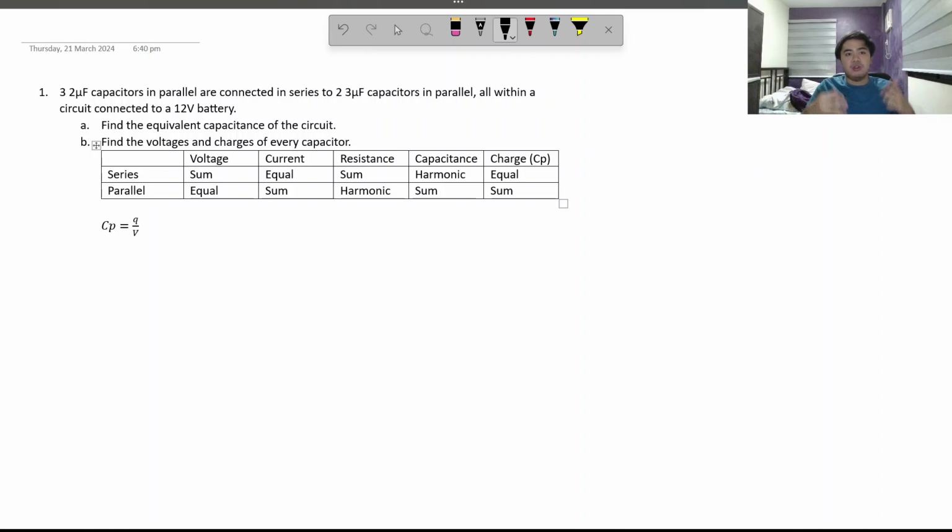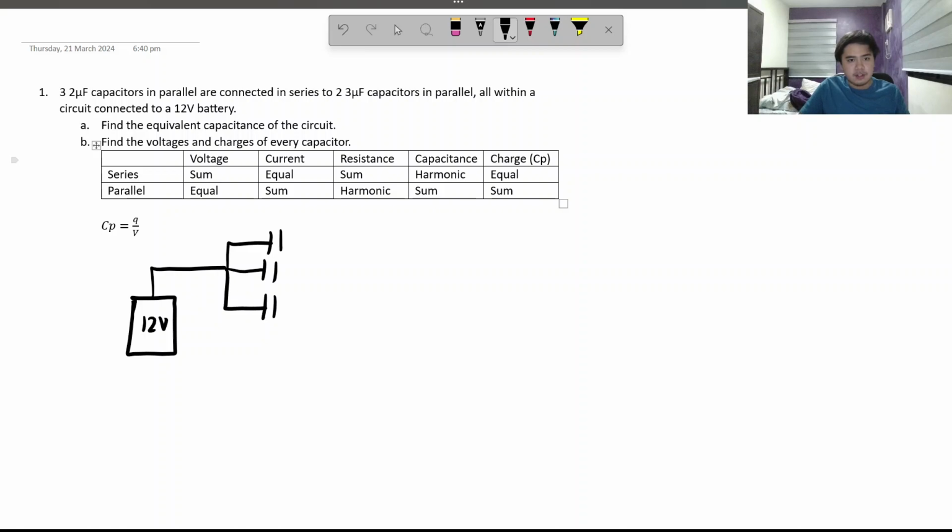The first thing we're going to do is to actually draw the circuit here. So, a 12-volt battery. Let's just put a big battery here, and then three 2 microfarad capacitors. There are three capacitors in parallel with each other, like that. All of these are 2 microfarads, so don't worry about it.